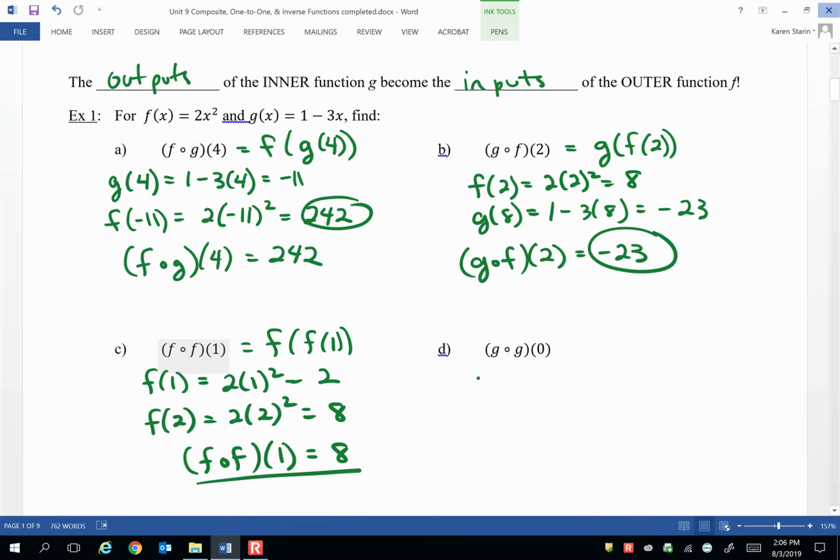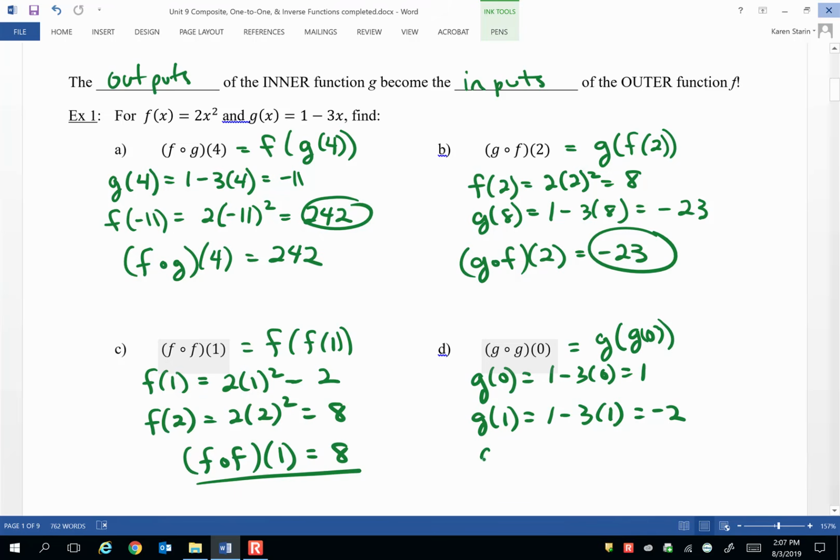Let's compose g with itself on 0. So g of 0 first will be 1 minus 3 times 0, so that's 1. Then we find g of 1, and that would be 1 minus 3 times 1, which is negative 2. And remember, g composed with itself is g of g of 0. So we then have g composed with g of 0 equals negative 2.